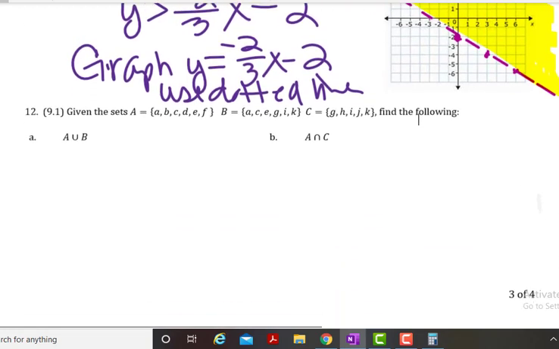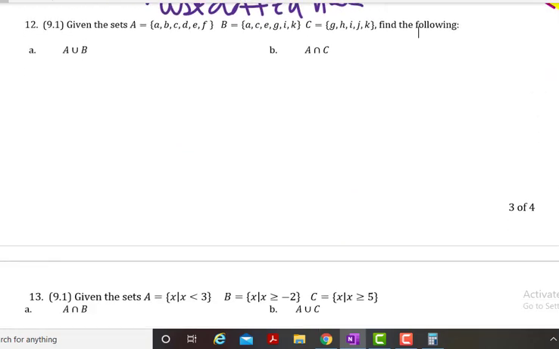Number 12. Given the set A, which is equal to the set A, B, C, D, E, F, the set B, which is equal to the set A, C, E, G, I, K, and set C, which is equal to the set G, H, I, J, K, find the following.